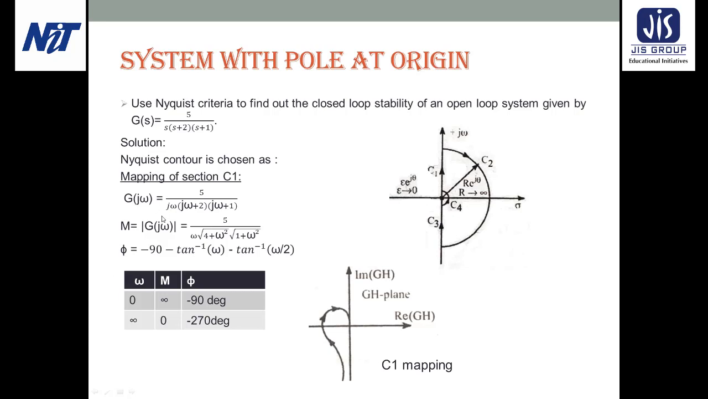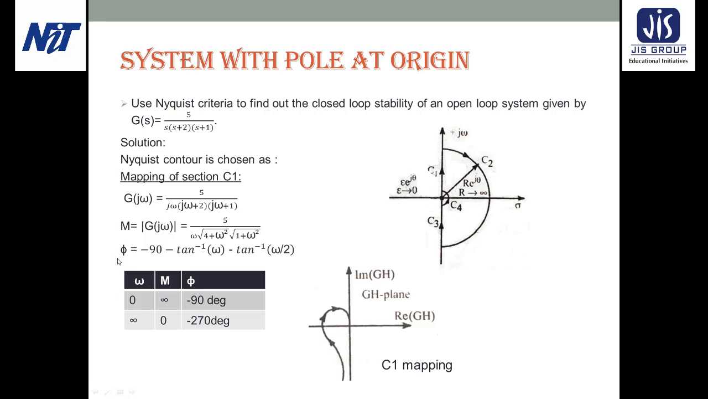So for this transfer function, 5 by j omega into (j omega plus 2) into (j omega plus 1), the j omega term has an angle contribution of minus 90 degrees. There is no angle contribution from the 5 because it is a constant term with only a real part and no j omega part. So the angle is 0. For the term j omega plus 1, the imaginary part is omega and the real part is 1, so it is tan inverse omega by 1, and for the other it is tan inverse omega by 2.